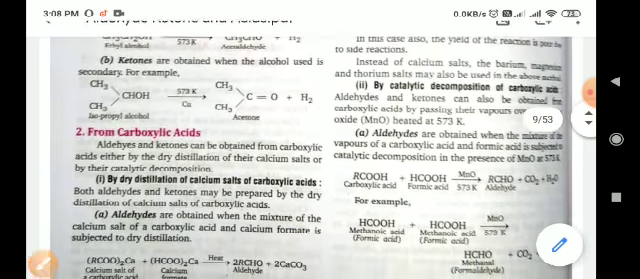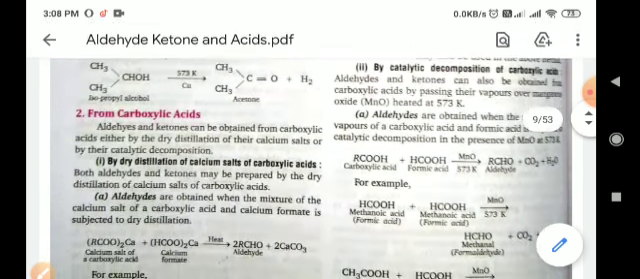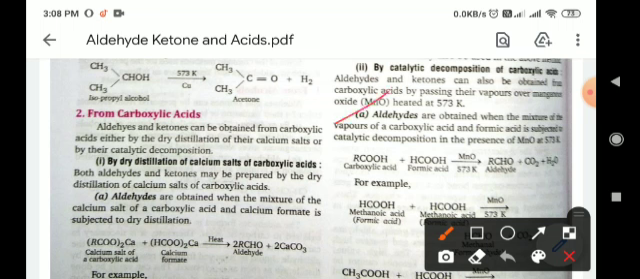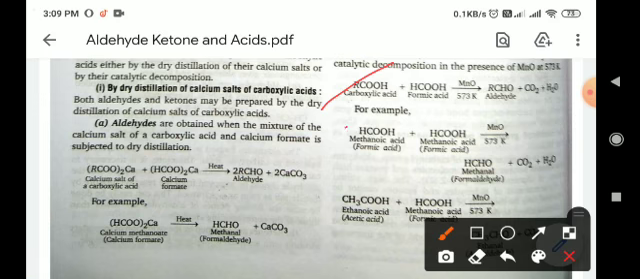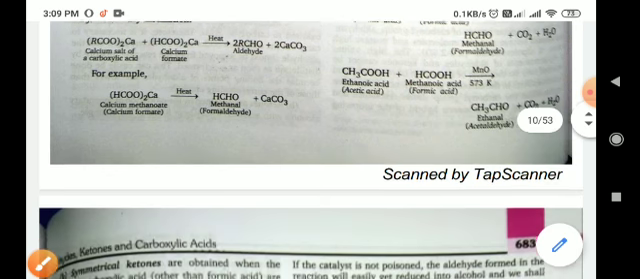Second, by catalytic decomposition of carboxylic acid. Okay, so aldehydes are obtained when a mixture of vapors of carboxylic acid and formic acid undergoes catalytic decomposition in the presence of MnO. So when carboxylic acid and formic acid react in the presence of manganese oxide, then 1 mole of aldehyde will be prepared and carbon dioxide and water will be released. Okay, so this is the basic reaction. If you take H in place of R, then it will form formaldehyde.